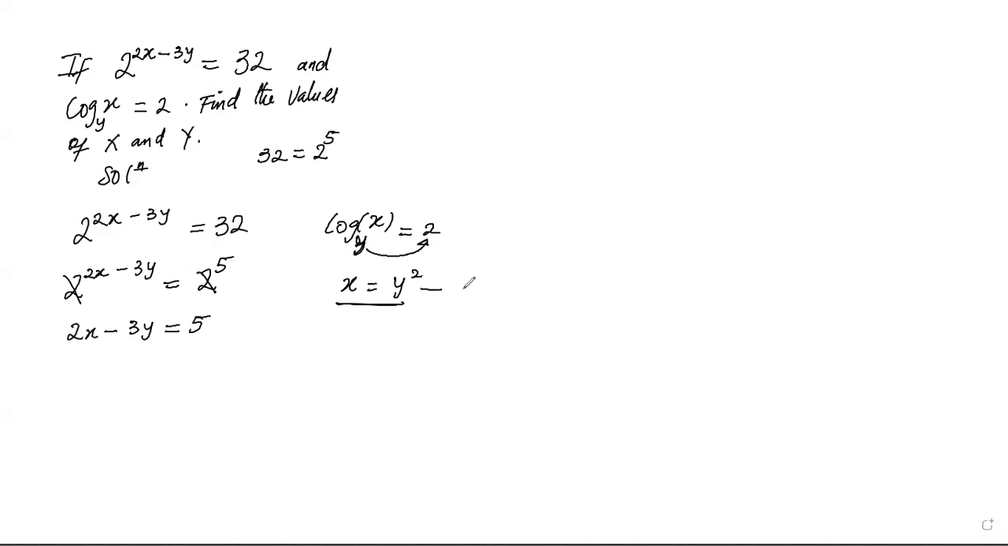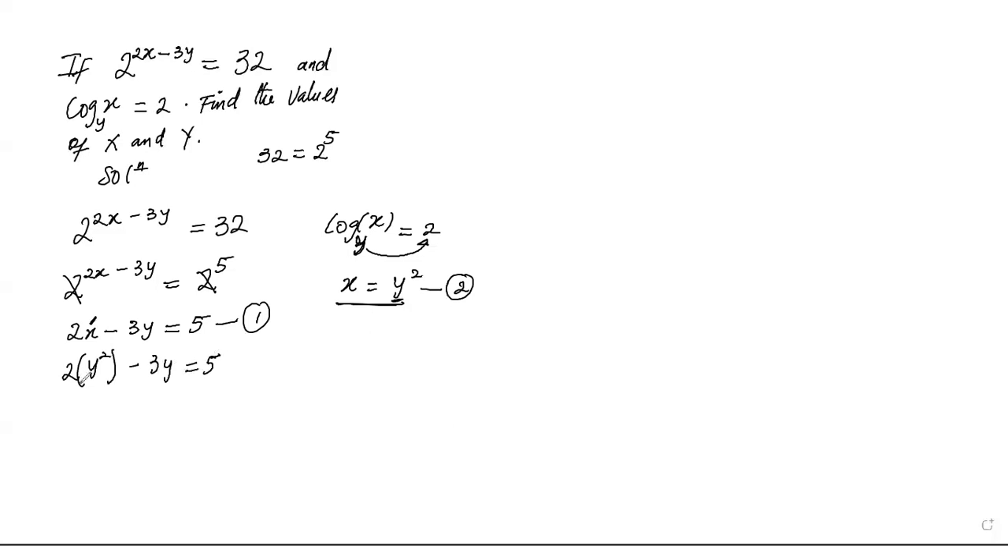Let's call this one equation 2 and this one equation 1. I'm going to substitute equation 2 into equation 1. Anywhere I see x, I'll replace it with y squared. So here I have 2, and in this place I have x, which I replace with y squared. So I have 2 to the power y squared, then minus 3y is equal to 5.